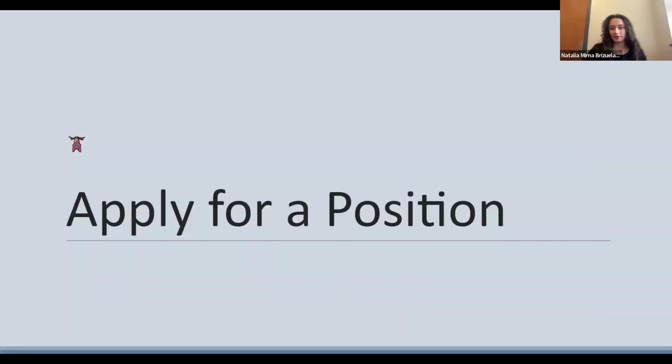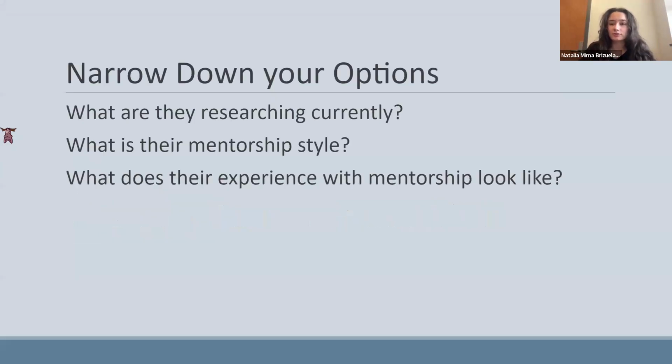So, next, now that you've understood what you might be interested in with research, you're going to try to apply for a position with someone that you would be interested in researching with. First, you're going to want to narrow down some of your options. For example, you might come across a lot of professors or research opportunities that seem really interesting to you.